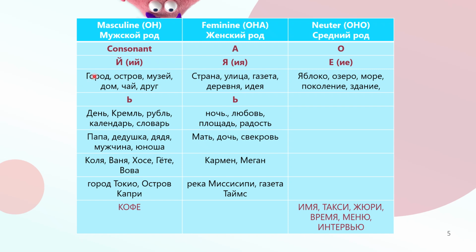We're going to talk about an essential aspect of the Russian language, the gender of nouns. In Russian, nouns are divided into three genders: masculine, feminine, and neuter. In Russian, мужской род, женский род, and средний род.